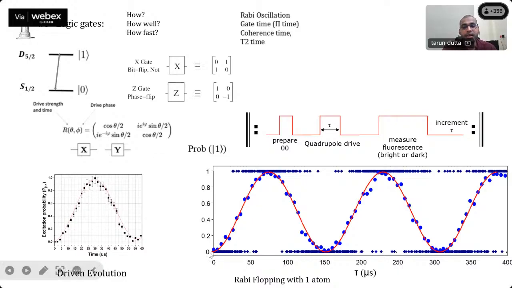So pi pulse means the population is going from 0 to 1. The time it takes, here I'm showing around 60 or 75 microseconds, let's say. So this is your pi pulse, meaning you prepare your system in the 0 state, then you apply the pi pulse. After 75 microseconds, you will see all the population will be in the 1 state. That means if you detect, because we always detect the ground state, okay? If you detect, you will not see any population because the population has already been transferred to the D state because you have applied the pi pulse. So this is very important.